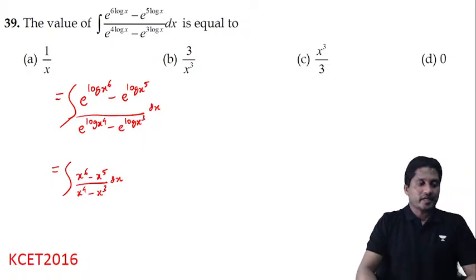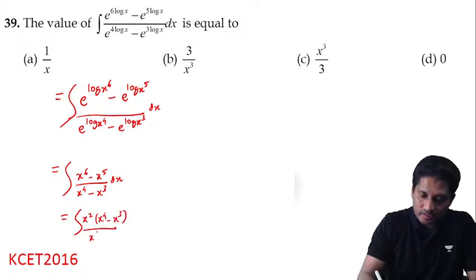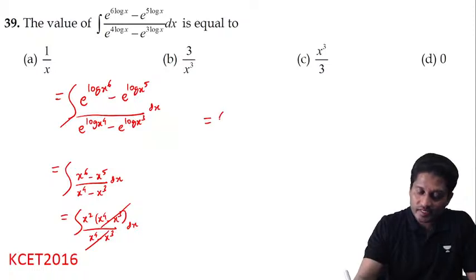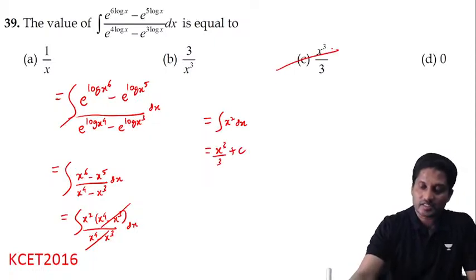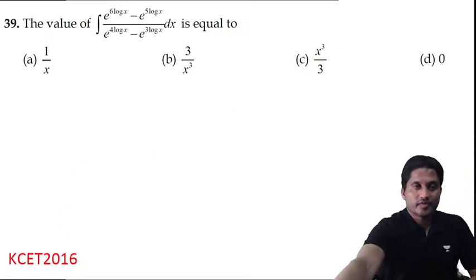Right, now I'm going to take x square common. Integration of, if I take only x square common, it is x to the power of 4 minus x cube divided by x to the power of 4 minus x cube dx. Will cancel. Get integration of x square dx. Integration of x square is x cube by 3 plus c. That's it, guys. Answer is option C. Right, let's move to the next question.